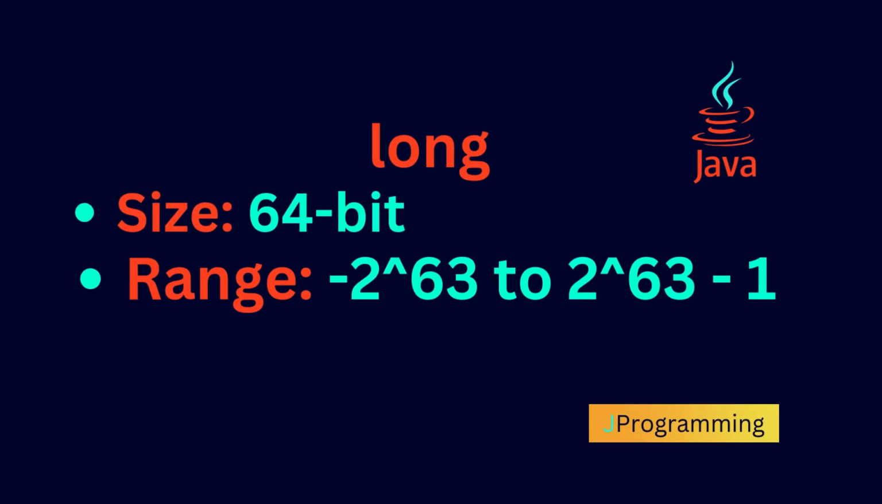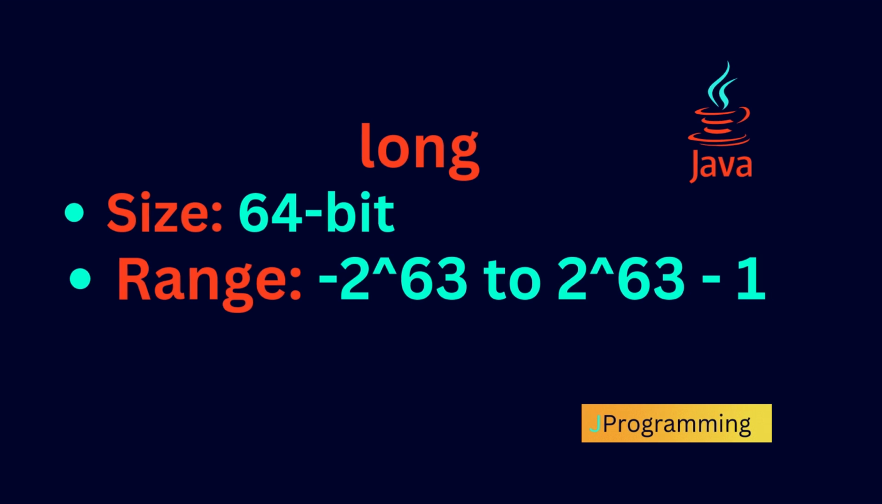Then we have long, which is a 64-bit signed integer. It can hold much larger values, from -2 to the power of 63 to 2 to the power of 63 minus 1. Notice the L at the end of the number? That's how we denote a long literal in Java.